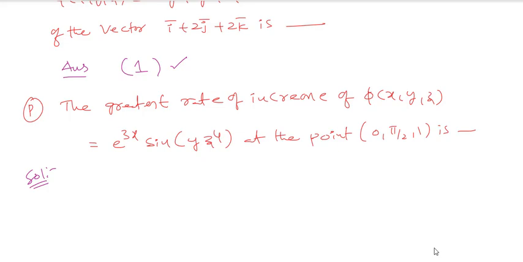So what did they ask? Yes, the greatest rate of increase means what? Mod del phi. That's it. Simple criteria. Am I correct or not? So the greatest rate of increase is nothing but you need to calculate mod del phi. First you calculate del phi, and for that you find the magnitude. That's all.